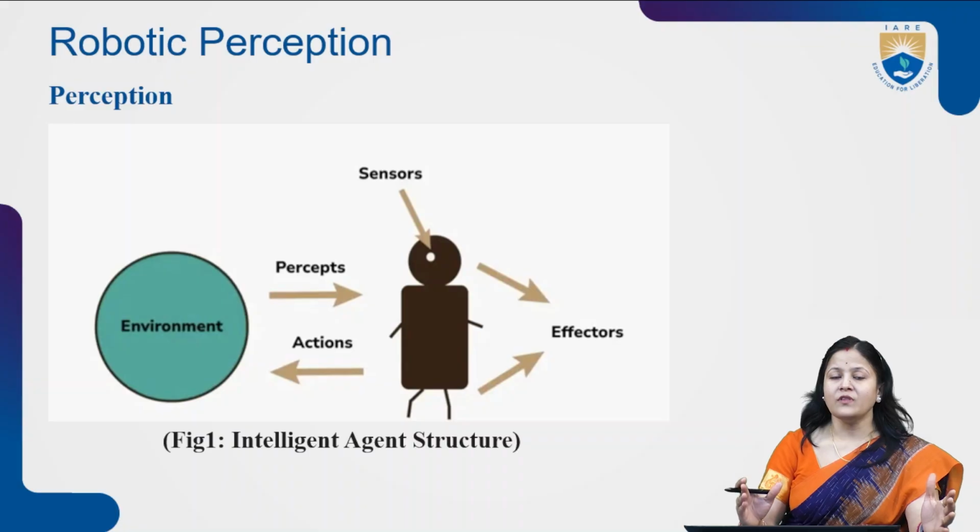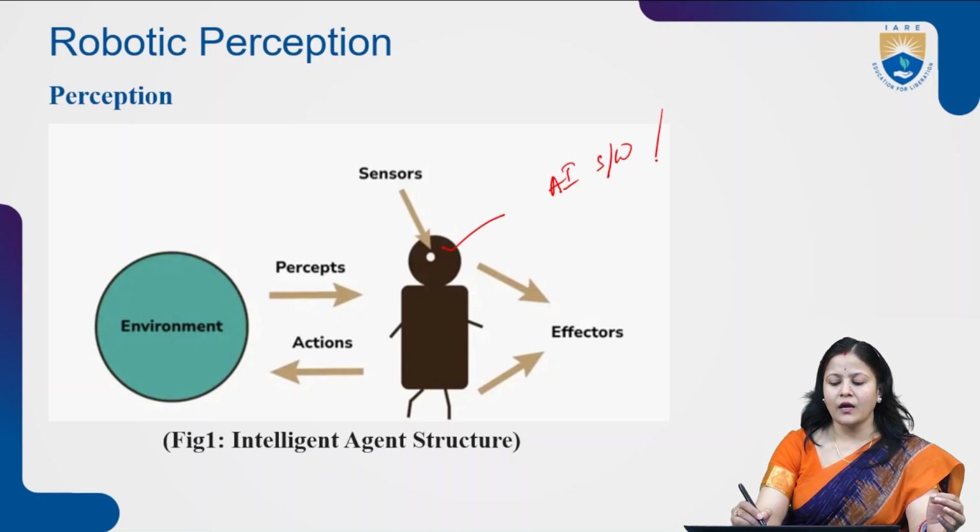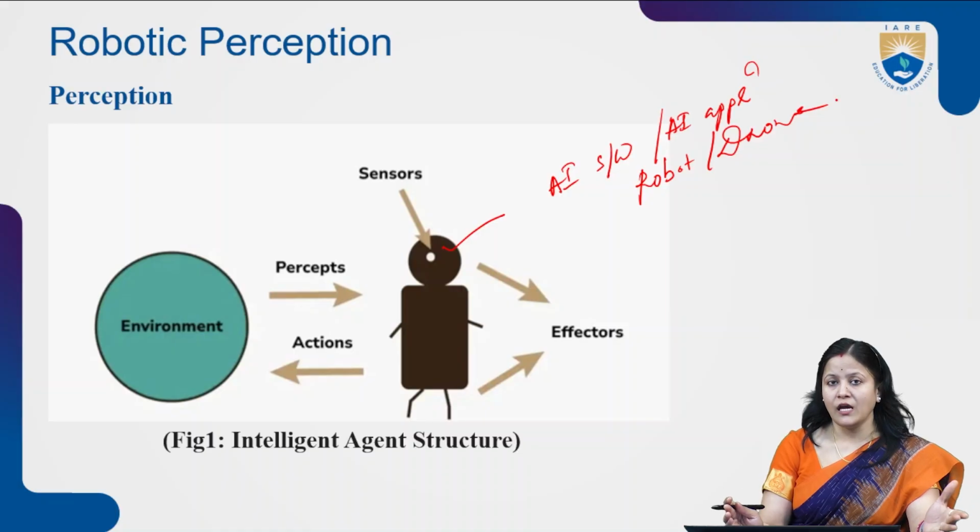Then based upon the information or data, with the help of our hands and legs, we can perform the action. The same thing applies to the agent concept in artificial intelligence. That agent can be an AI software, an AI application, a robot, or a drone. Anything you consider can be an agent.